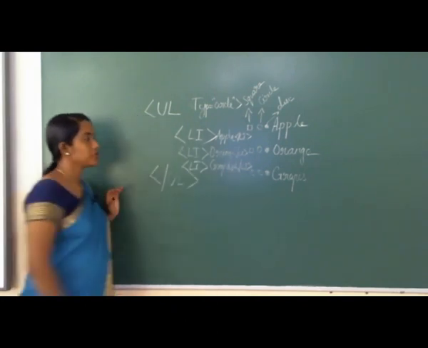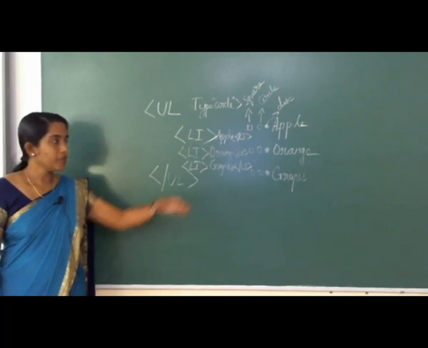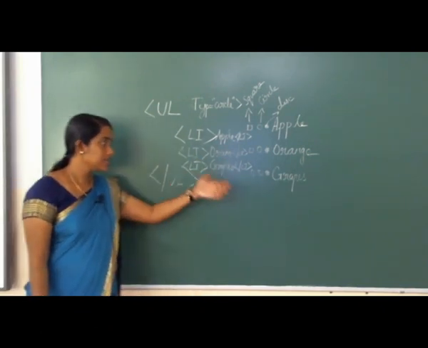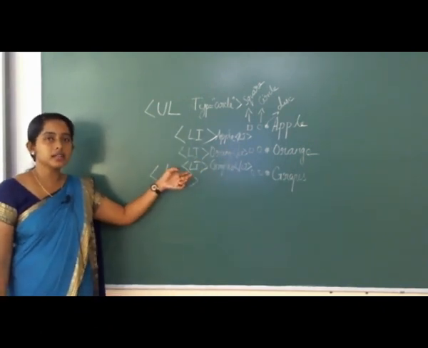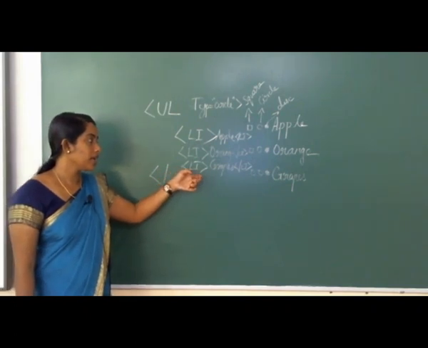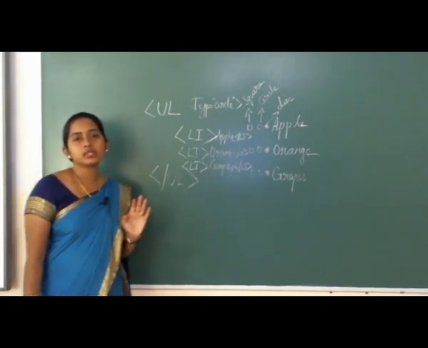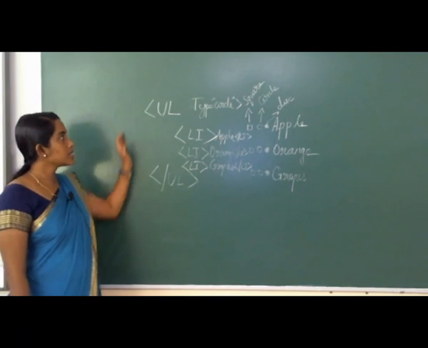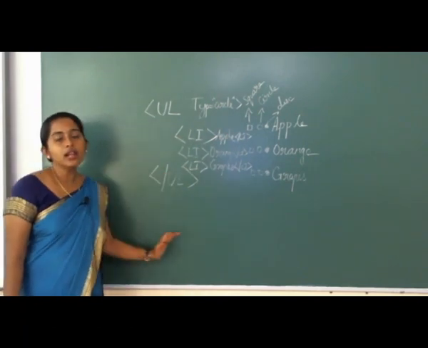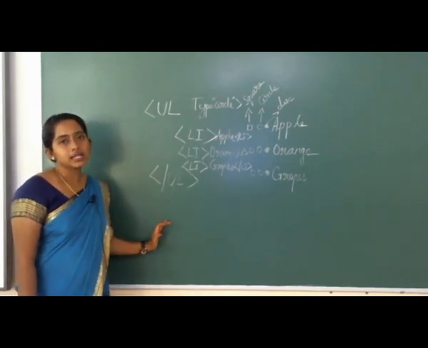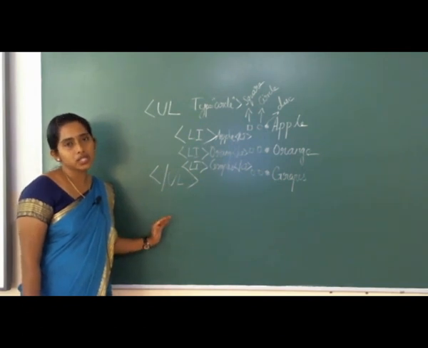Then finally, you have to close the UL tag. If one more option, one more list item is there, you can write down here again LI, then another fruit name, close the LI. Okay, so this is the general syntax of an unordered list, to create an unordered list in HTML.